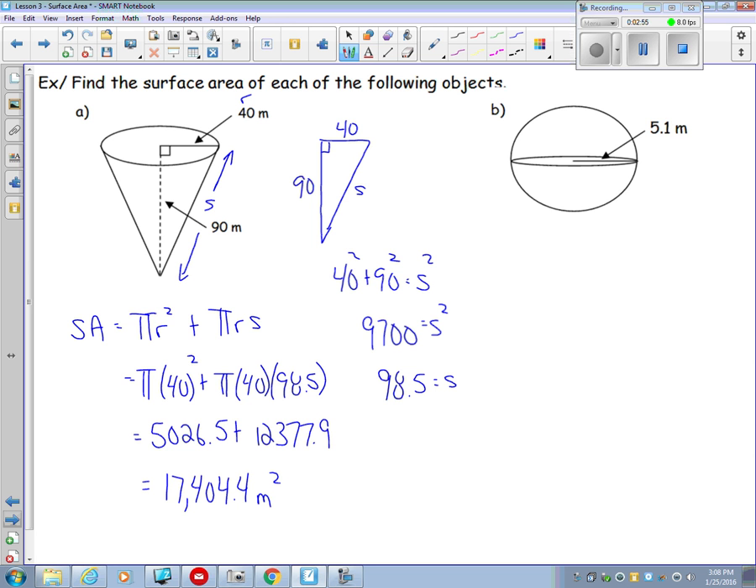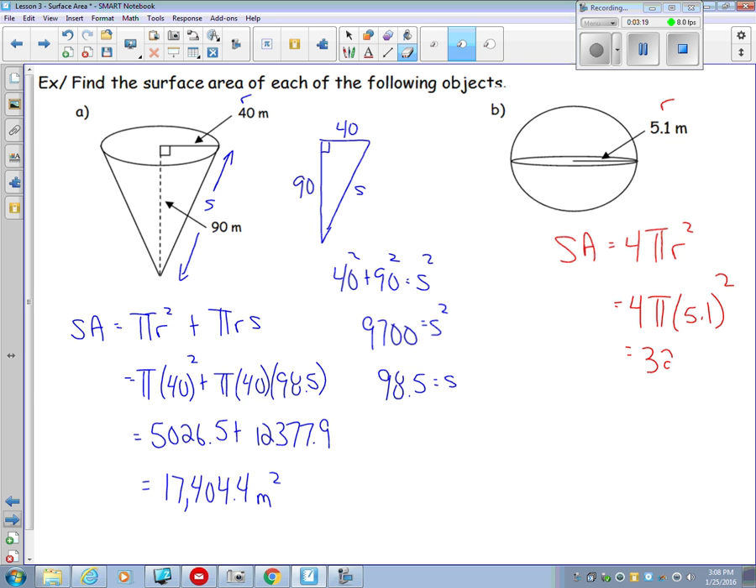If we look at the second one here, spheres are a little bit easier. We're going to only have one part to their formula, 4 pi r squared. The only trick there is to make sure you're using radius, not diameter, which in our diagram we have, the radius that is. So 4 times pi times 5.1 squared. That can all go in at one time on our calculator, and we'll end up with 326.85, that's meters squared. And that takes us through the first two shapes in three-dimensional surface area.